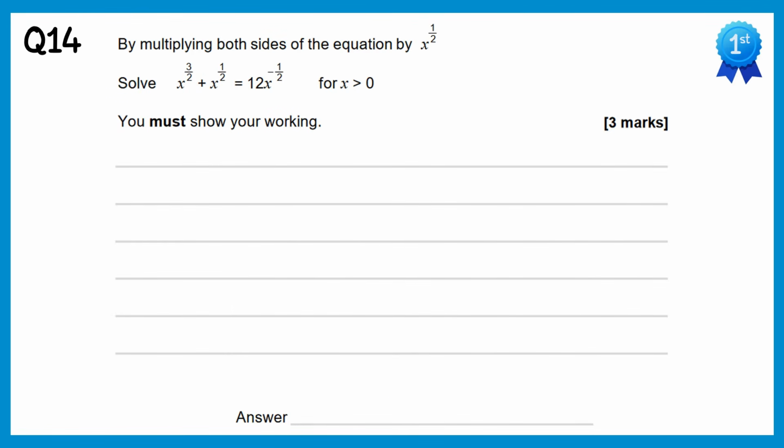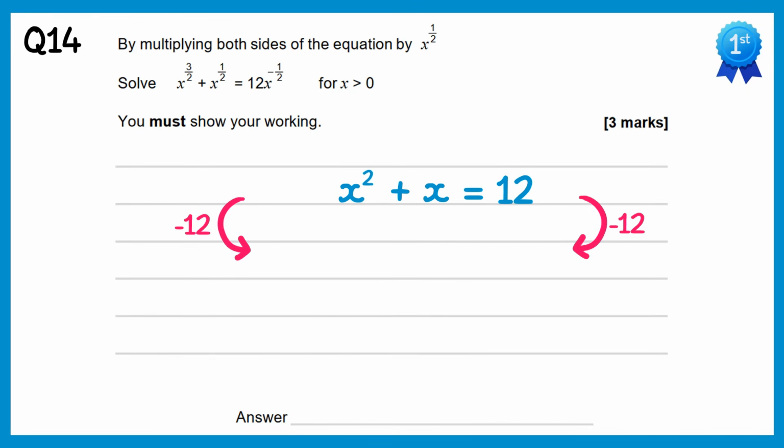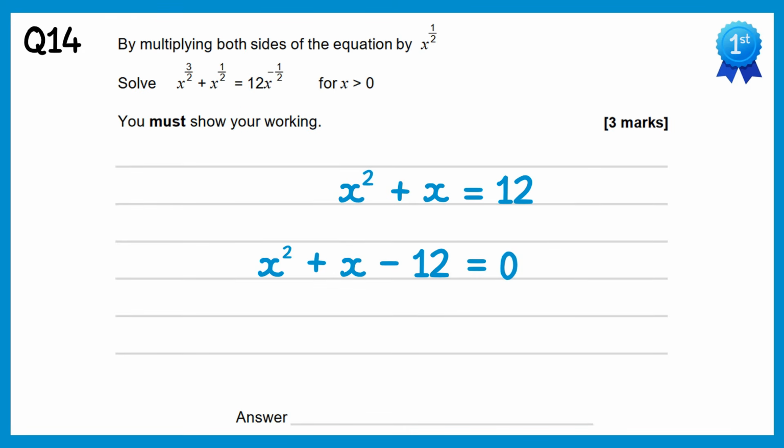For this question, we're also multiplying by x to the half. So you get x to the 4 over 2 plus x to the 2 over 2 equals 12x to the 0. 4 over 2 is just 2, 2 over 2 is just 1, which we don't write, and x to the 0 is 1. If we subtract 12 from both sides, we get x squared plus x minus 12 equals 0. We can factorize this one, it's (x plus 4)(x minus 3) equals 0, which gives solutions x equals negative 4 and x equals 3.